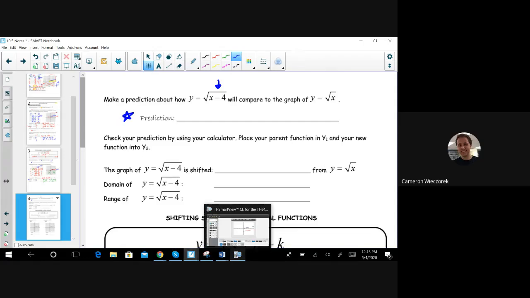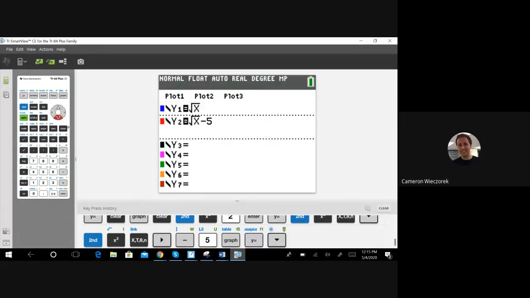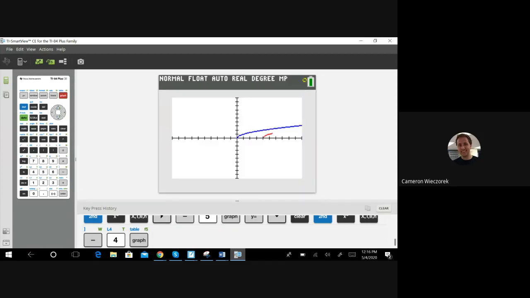Okay, so moment of truth. In y equals, I'm still going to leave the parent function so we can compare. But now when I square root, I'm going to do x. You don't want to hit the right arrow this time because we actually want the -4 to be underneath. So you're just going to hit -4. And then you're going to graph it. Moment of truth. What's it going to do?